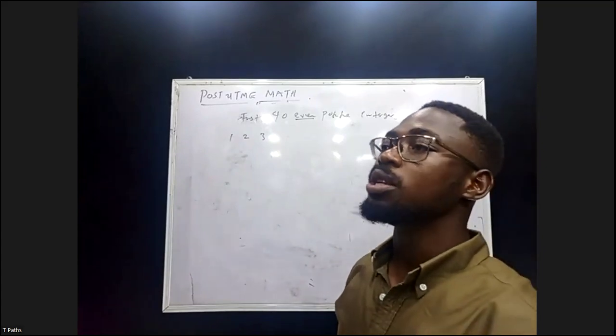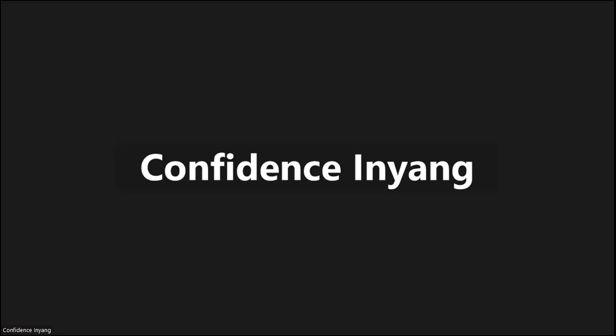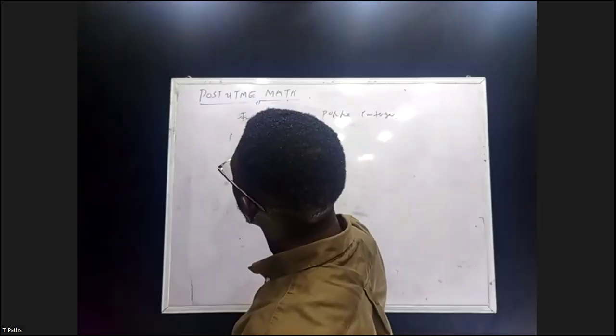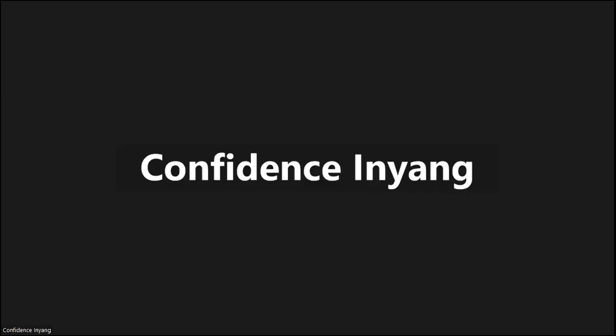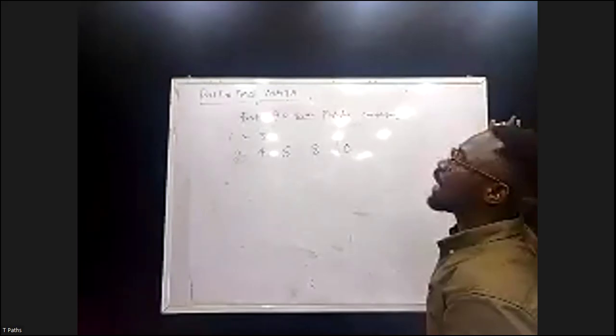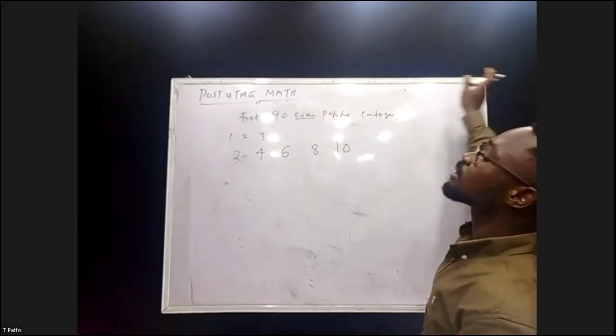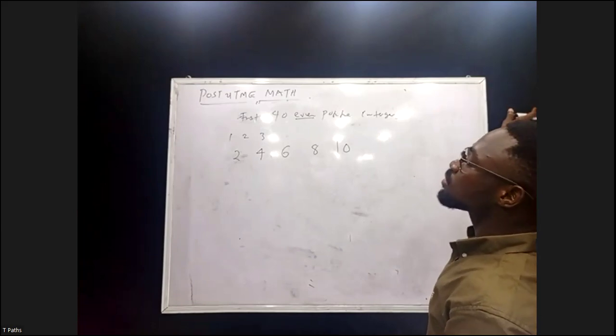I need somebody to speak with me. What are the even numbers in that sequence? 2, 4. God bless you. 2, 4, 6, 8, 10, and then it continues like that. The first 40.